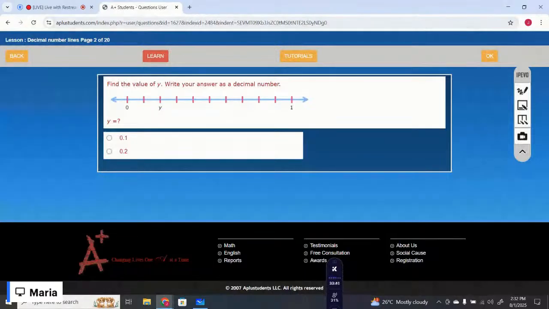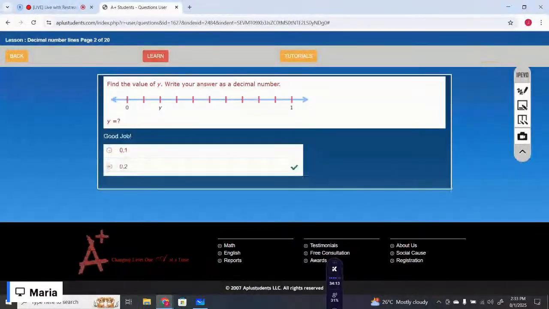Find the value of Y. Write your answer as a decimal number. So Y equals, just count the small lines, right? Every line is 0.1 more than the previous one, right? That is 0.2. Option number 2 is the correct option.